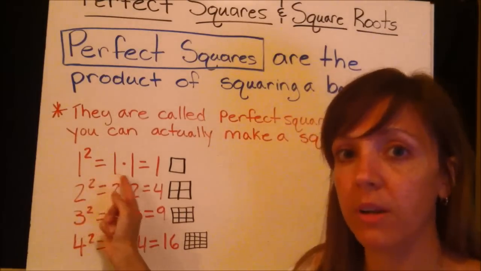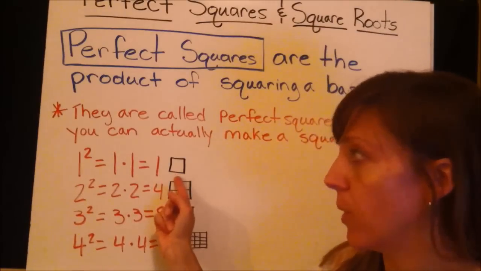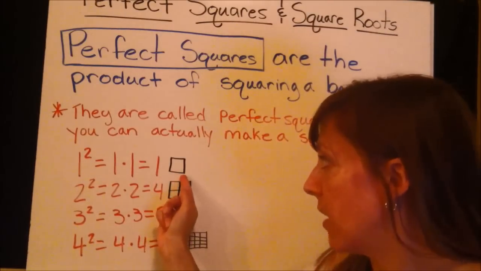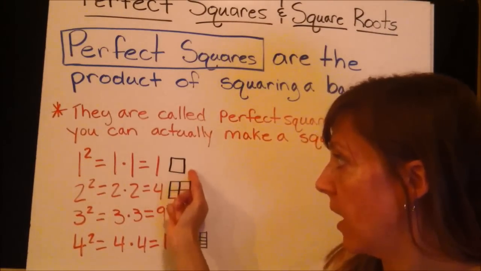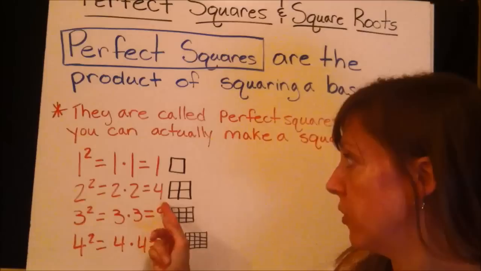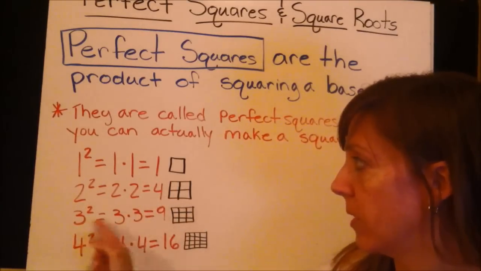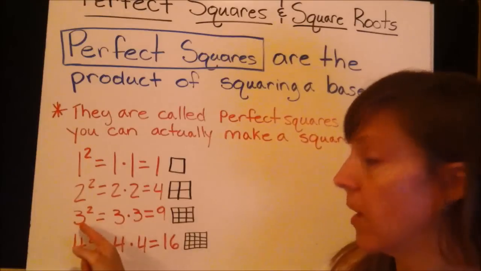1 squared is 1 times 1, which just equals 1. And this square right here would represent that because it has a length of 1 and a height of 1. 2 squared is 2 times 2, which is 4. And this square would represent 2 times 2, and an area of 4.